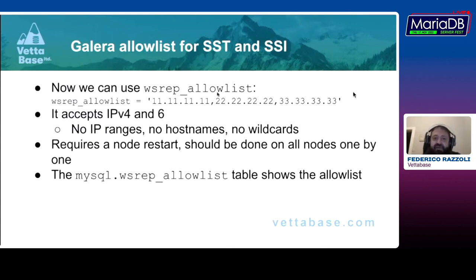It accepts IPs, both versions, 4 or 6, not host names. And you can also query the WSREP allow list table in the MySQL database to see which IPs are in the allow list. Of course, we're talking about IPs, so theoretically, this feature maybe is not super Kubernetes friendly, but on the other side, I don't exactly know why people want to run databases on Kubernetes. So maybe this is a good thing.